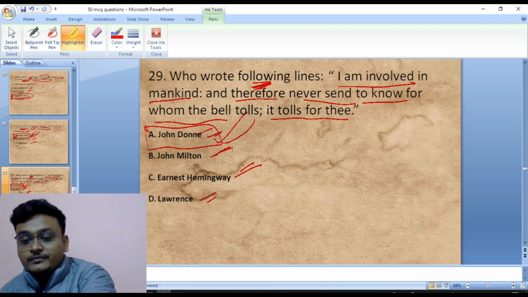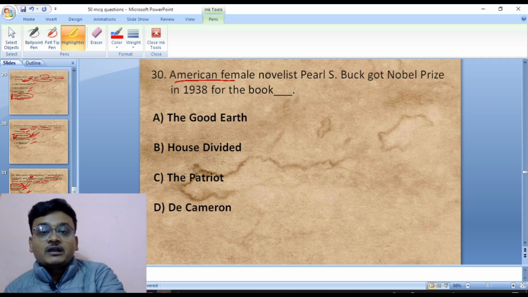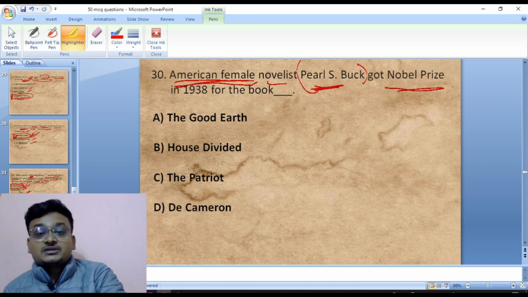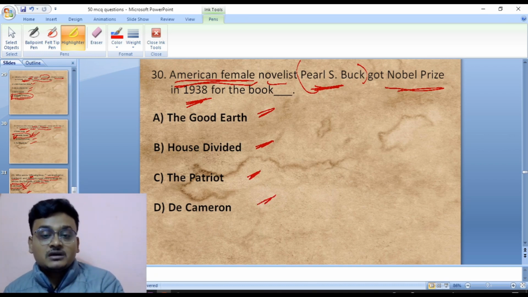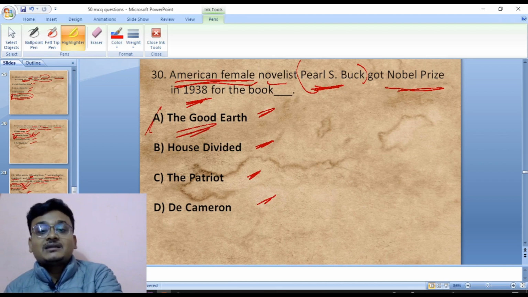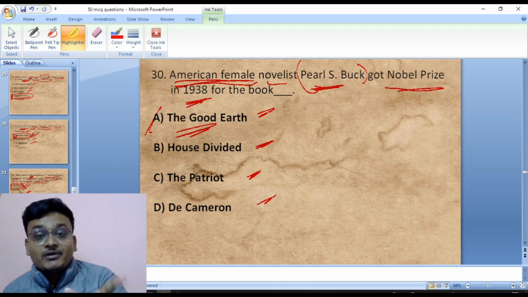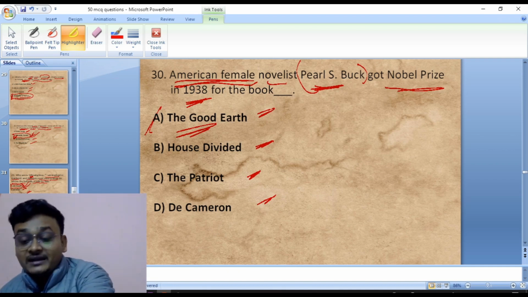Now question number 30. An American female novelist, Pearl S. Buck, got the Nobel Prize in 1938 for which book? The Good Earth, The House Divided, The Patriot, Decameron. So option A, The Good Earth, is the right answer. The American female novelist Pearl S. Buck got the Nobel Prize for her work The Good Earth. So A is the right answer.